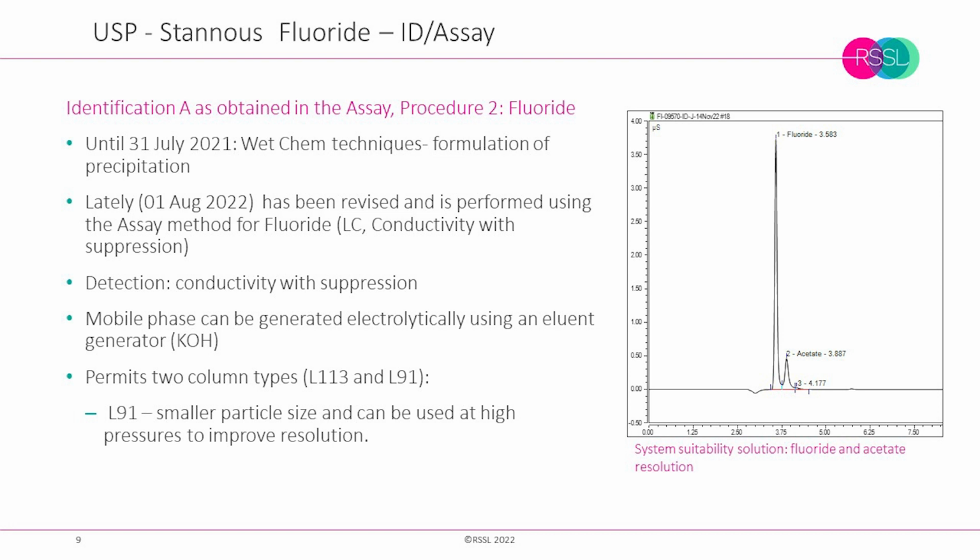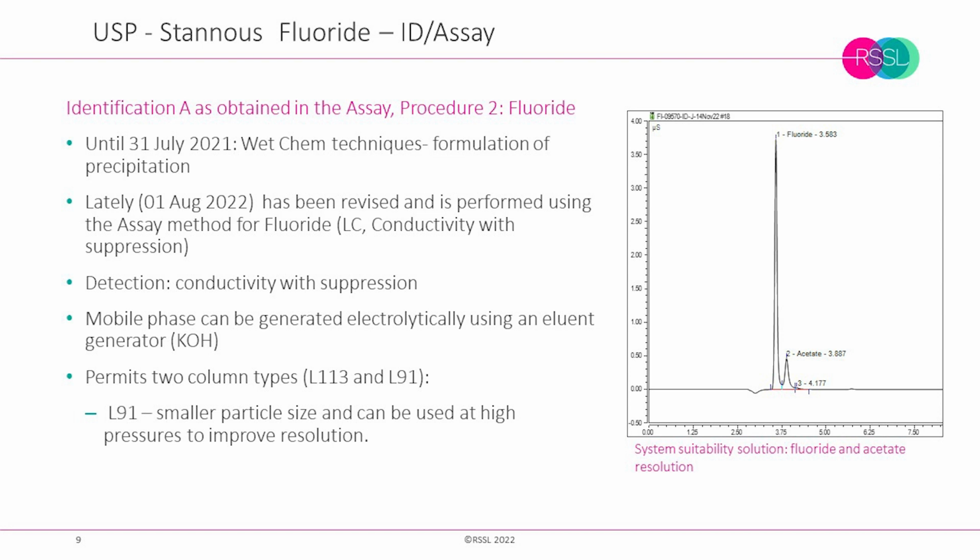The test method for IC uses conductivity detection in suppressed mode and stipulates that the use of an automatic eluent generator is permitted, which provides more robust chromatography with less chance of peak drift throughout the sequence and avoids the need to prepare eluent manually. Interestingly, this monograph stipulates two alternative column codes are acceptable for this monograph.